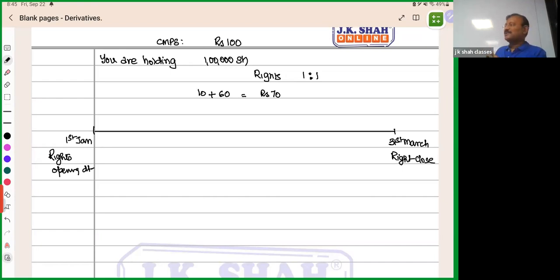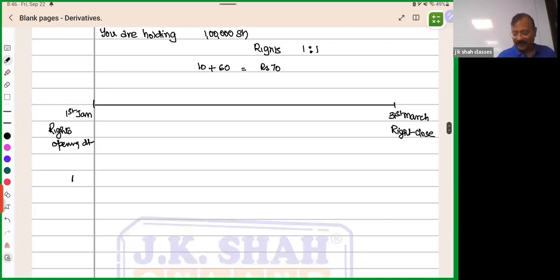Now, let us say since you already have 1 lakh shares with you, you think that, boss, I don't want another 1 lakh shares of this company. I mean, that's too much exposure in the company. That could be one reason. Or the second reason could be you don't have the money, 70 lakh rupees, to pay for the rights right now. So you decide to sell it. So what do you do? You approach Mr. A. This is you.